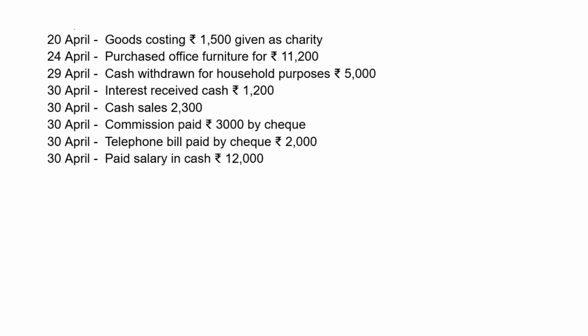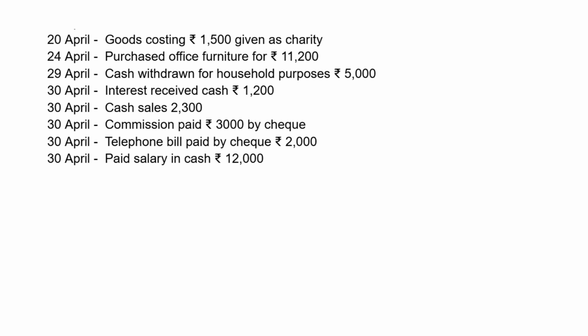30th April, cash sales 2,300. 30th April, commission paid 3,000 rupees by check. 30th April, telephone bill paid by check 2000 rupees. 30th April, paid salary in cash 12,000 rupees.